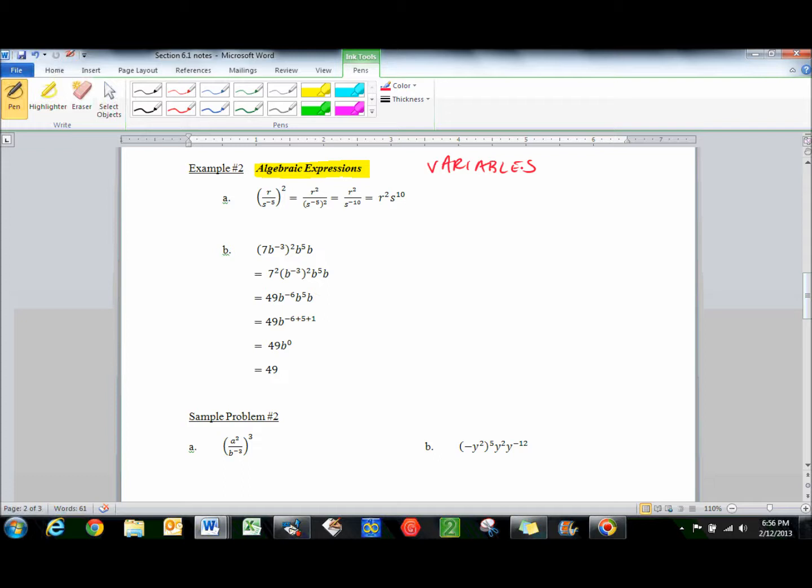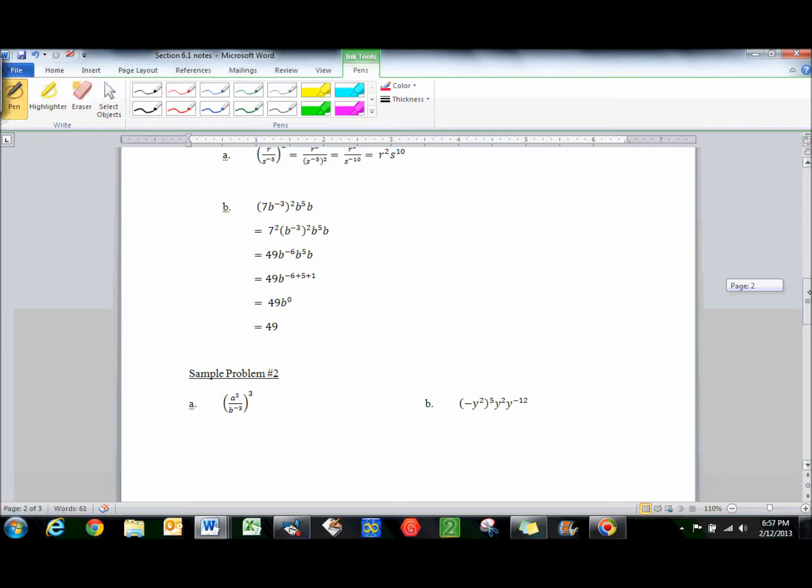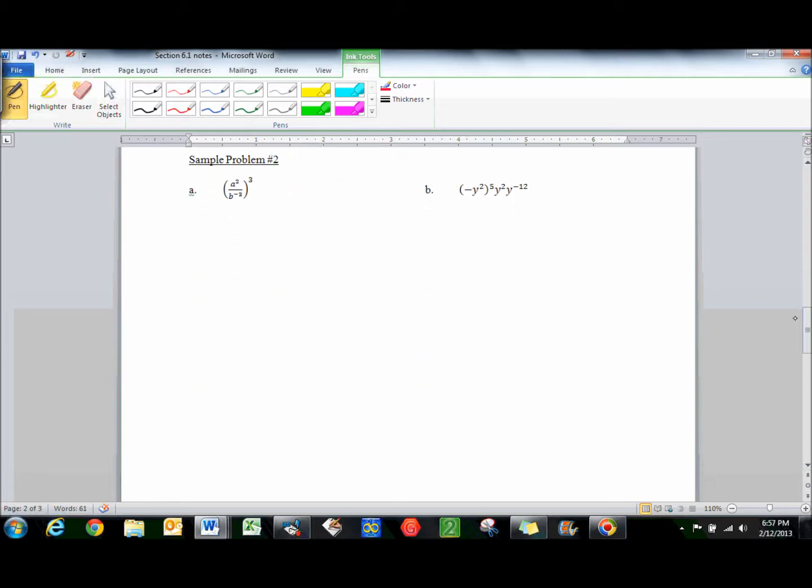In B, we have numbers and variables, okay, so it's still algebraic if we have a coefficient. And then, of course, you can only combine numbers together, and you can only combine like variables together with these properties. So if you look at sample problem number 2, we are working with algebraic expressions. So go ahead and pause the video and try part A and B for sample problem number 2.